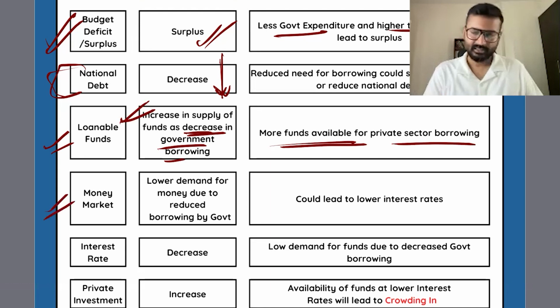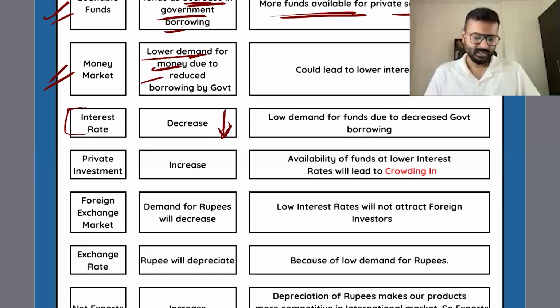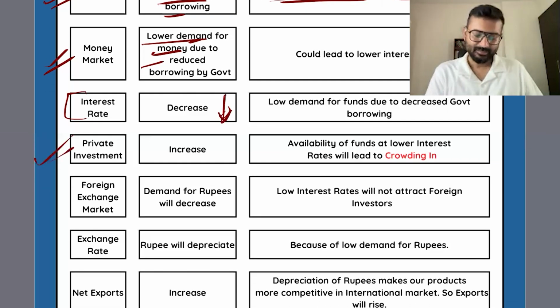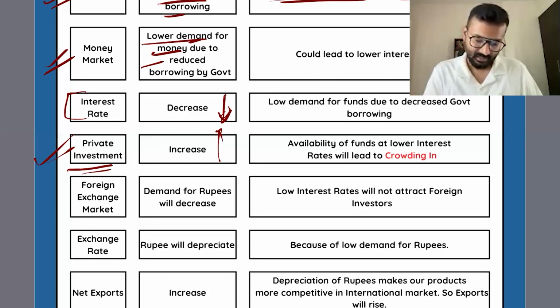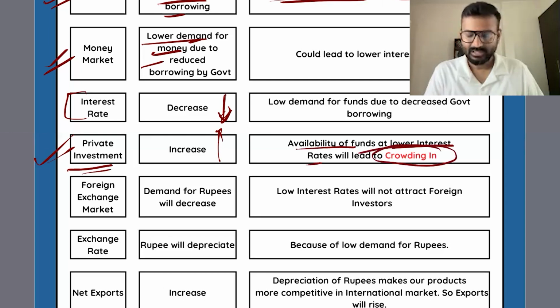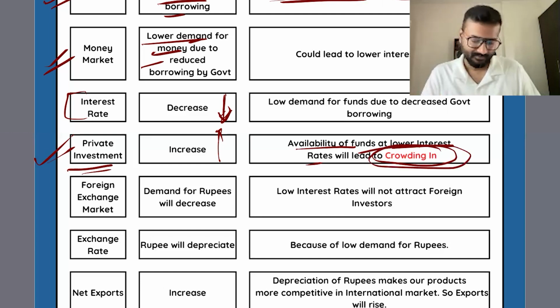What happens in the money market? In the money market, again the government is not borrowing as much, so lower demand for money. If the demand for money decreases in the money market, then the interest rate will decrease. Okay, this will lead to greater private investment because now for a private investor there is money available in the market, the interest rate has also decreased, so you will be able to borrow and invest, right? So there is availability of funds at lower interest rates leading to crowding in. So this phenomenon is known as crowding in.